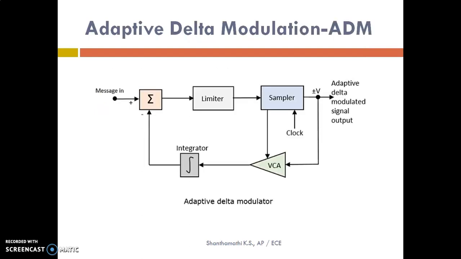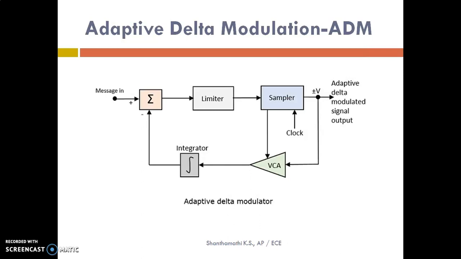Next we'll see adaptive delta modulation. In delta modulation we have come across a problem of determining the step size, which influences the quality of the output wave. That is, in delta modulation we have seen two noises, slope overload distortion and granular noise. To overcome that we go for adaptive delta modulation. A larger step size is needed in the steep slope of the modulating signal and a smaller step size is needed where the message has a small slope.